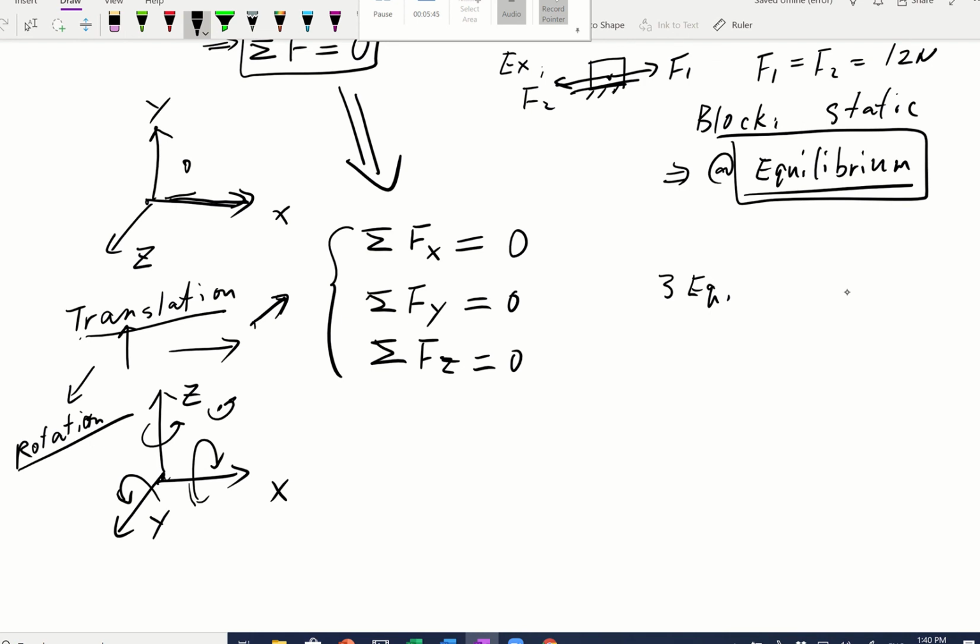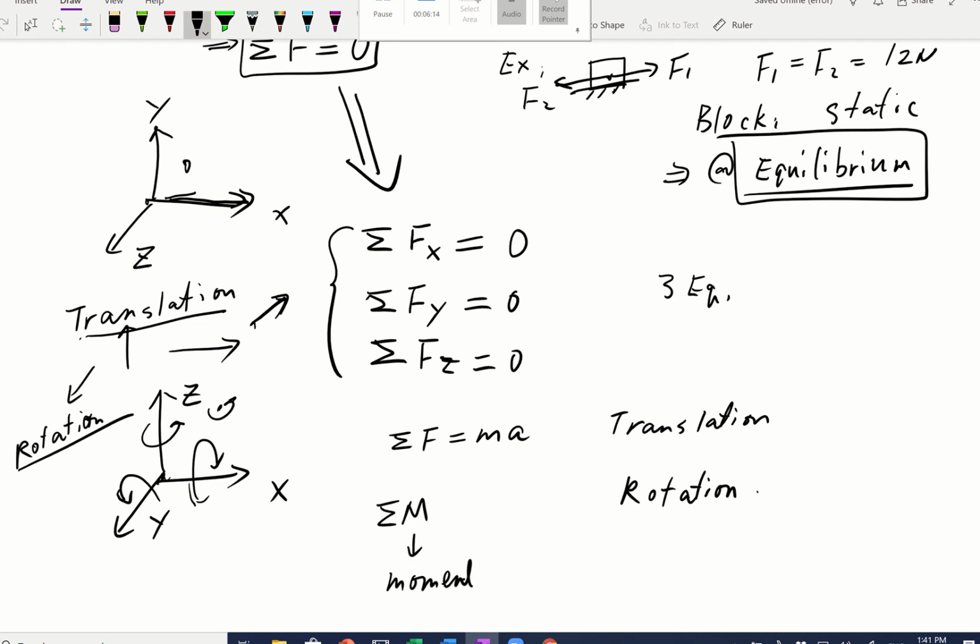Now we go back to our Newton's second law. We said the summation of forces equals mass times acceleration. That's for translation, when the force is making a move in a translational direction. But how about rotation? Do we have an equation for that? Yes, we do. It's going to be summation of moment. This M means moment, also called torque, right? And that's going to be the driving reason to make this object rotate.